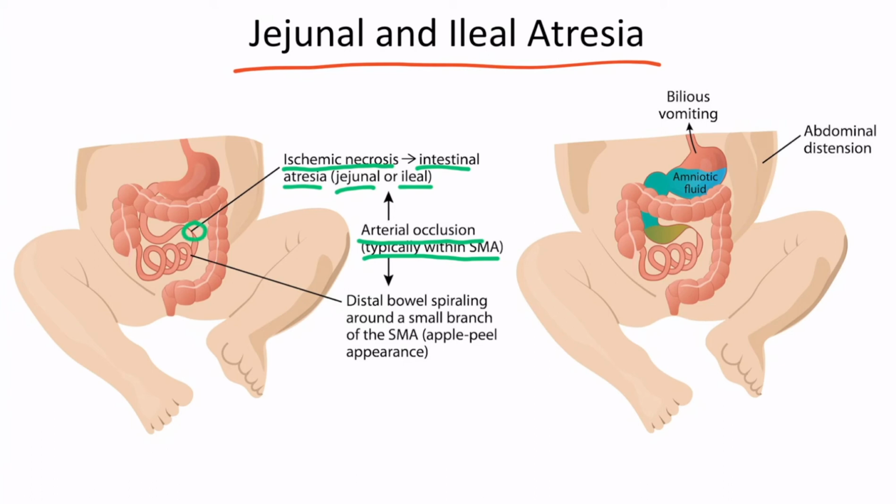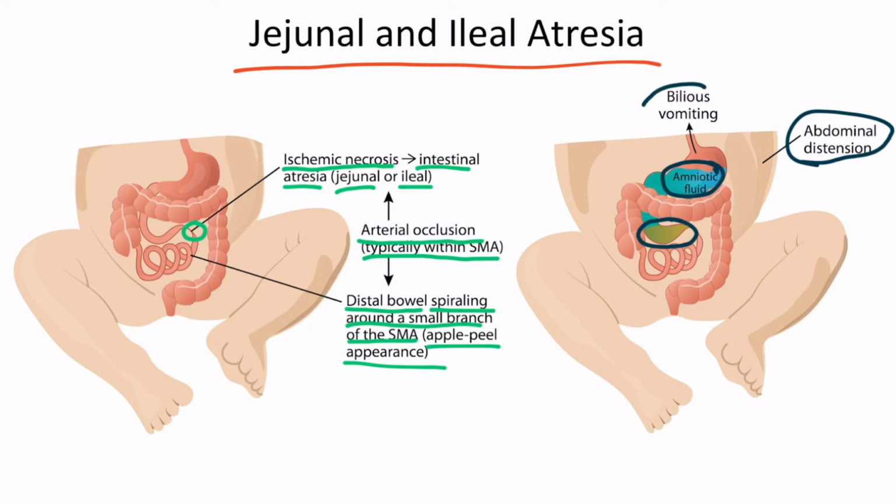Now let's focus on that distal portion of the bowel. Well, what happens is the distal bowel will start spiraling around a small branch of the SMA because it's trying to maintain some vascular supply. And so it ends up getting this weird circular apple peel appearance. Now looking to the right image, we can see the presentation. Amniotic fluid builds up and it leads to abdominal distension. You can also see that green bile building up. And so when the patient vomits, it will be bilious vomiting.